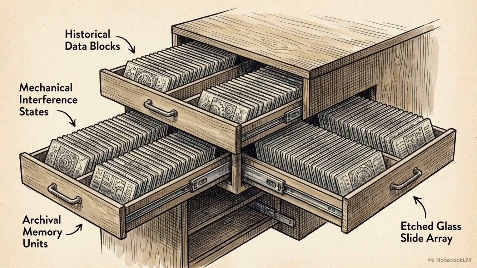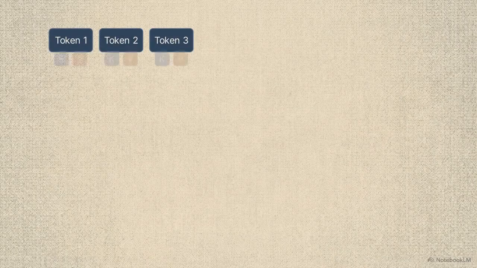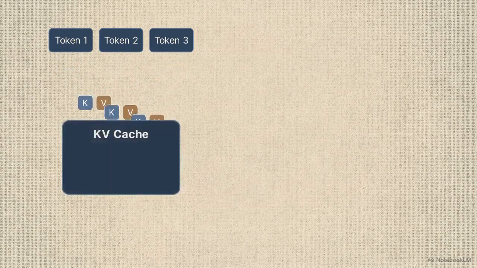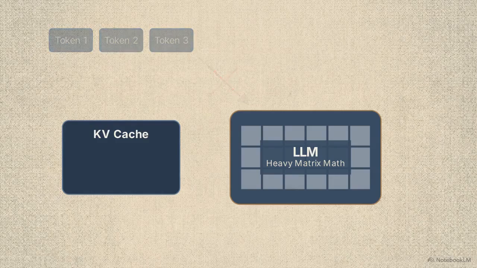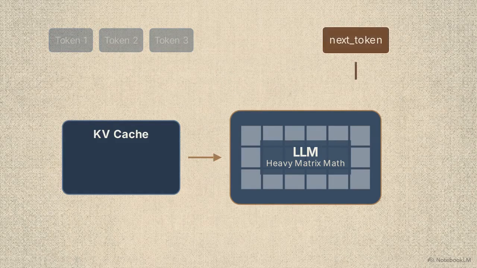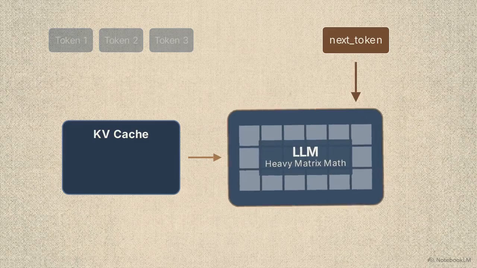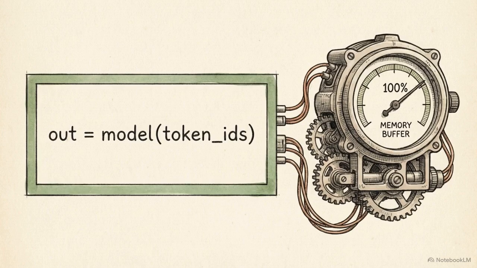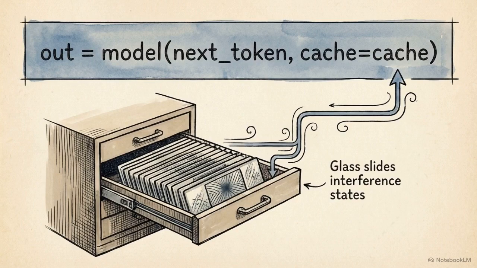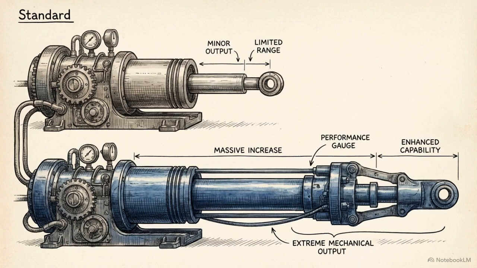To solve this inefficiency, engineers deploy an industry-standard optimization technique known as KV caching. Instead of discarding intermediate math, the system extracts the keys and values of historical tokens, storing them in a dedicated memory cache. With the past locked in memory, the old sequence bypasses heavy matrix math, and only the new token passes through the LLM. In the code, the first pass takes the full prompt to fill the cache. But all subsequent iterations only execute the model on the newly generated token, utilizing the cache to provide the necessary historical context.